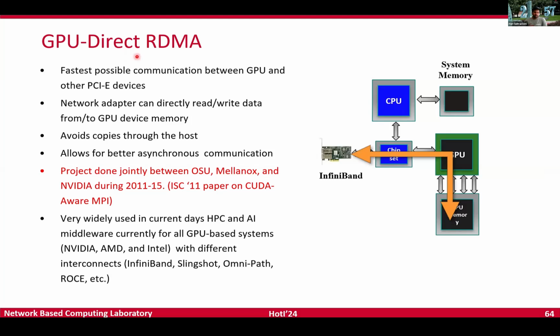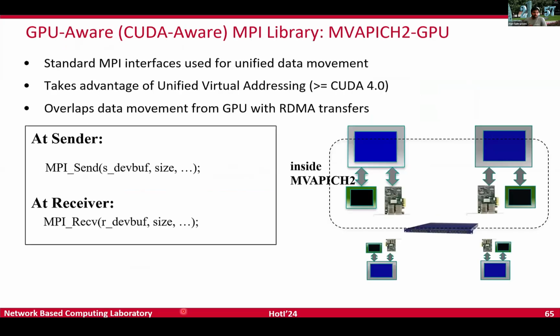And back in 2011, our group, NVIDIA, and Mellanox worked together to come up with a seminal paper at the International Supercomputing Conference on how you can pass GPU buffers directly into a communication runtime, make the communication runtime aware of GPU buffers, and send the data directly from a GPU buffer on one node to a GPU buffer on a different node, leading to high performance and high productivity. This was the first such GPU-aware communication runtime in the community.